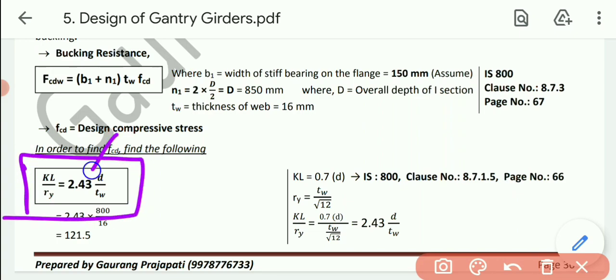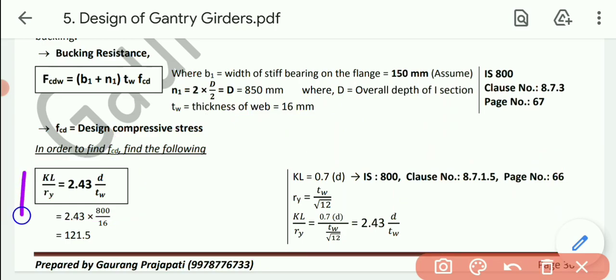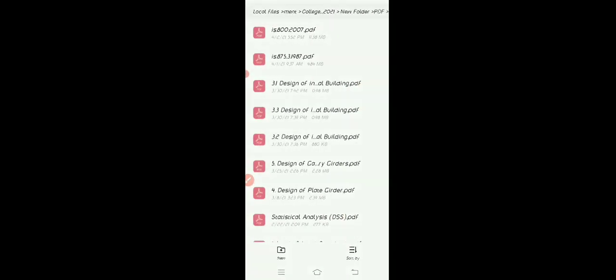The formula stands for 2.43 D by TW. In the previous video I explained the derivation of the KL by RY formula. So the formula is 2.43 times D by TW. Now D, the depth of web, and TW, the thickness of web, we already derived this ratio as 50. So 2.43 multiplied by 50 gives 121.5. By the interpolation method we will easily get the FCD for 121.5.